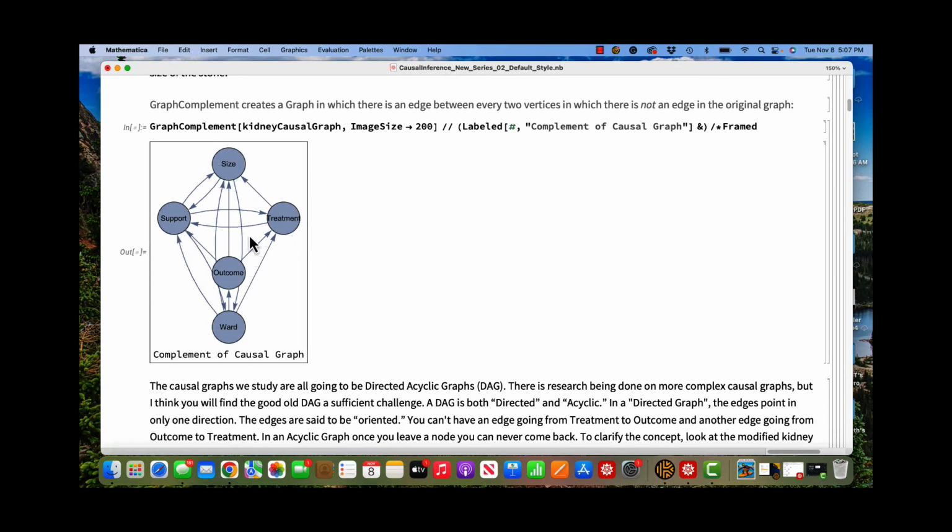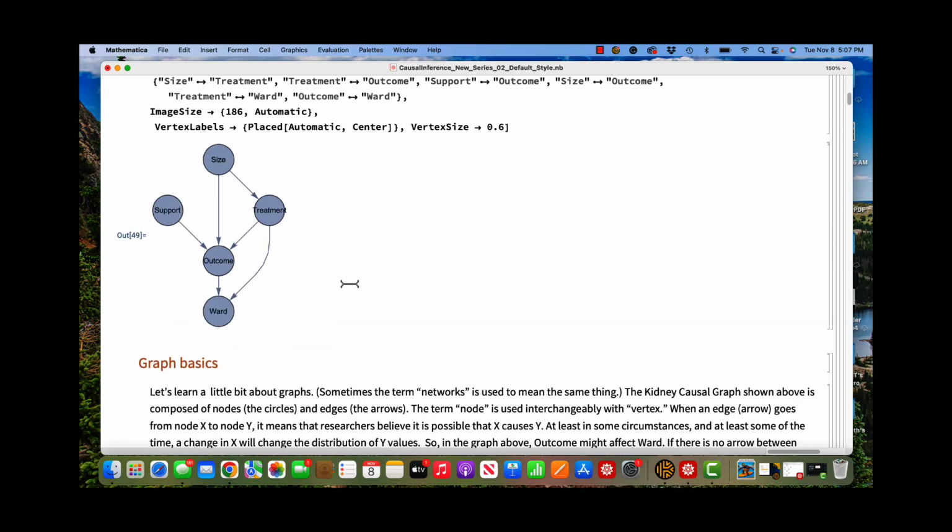And so, in some sense, when you're talking about a causal graph, what you're really talking about is the complement of this. These are all the things that we are saying do not cause each other. Like treatment does not cause the size of the stone. The outcome of the treatment doesn't cause you to get treatment. When you see a causal graph, just realize we're talking about potential causal relations. And if you see no arrow between two nodes, then you should know, for example, that support doesn't cause a change in the size of the kidney stone, and the size of the kidney stone doesn't, in this model, cause a change in support.